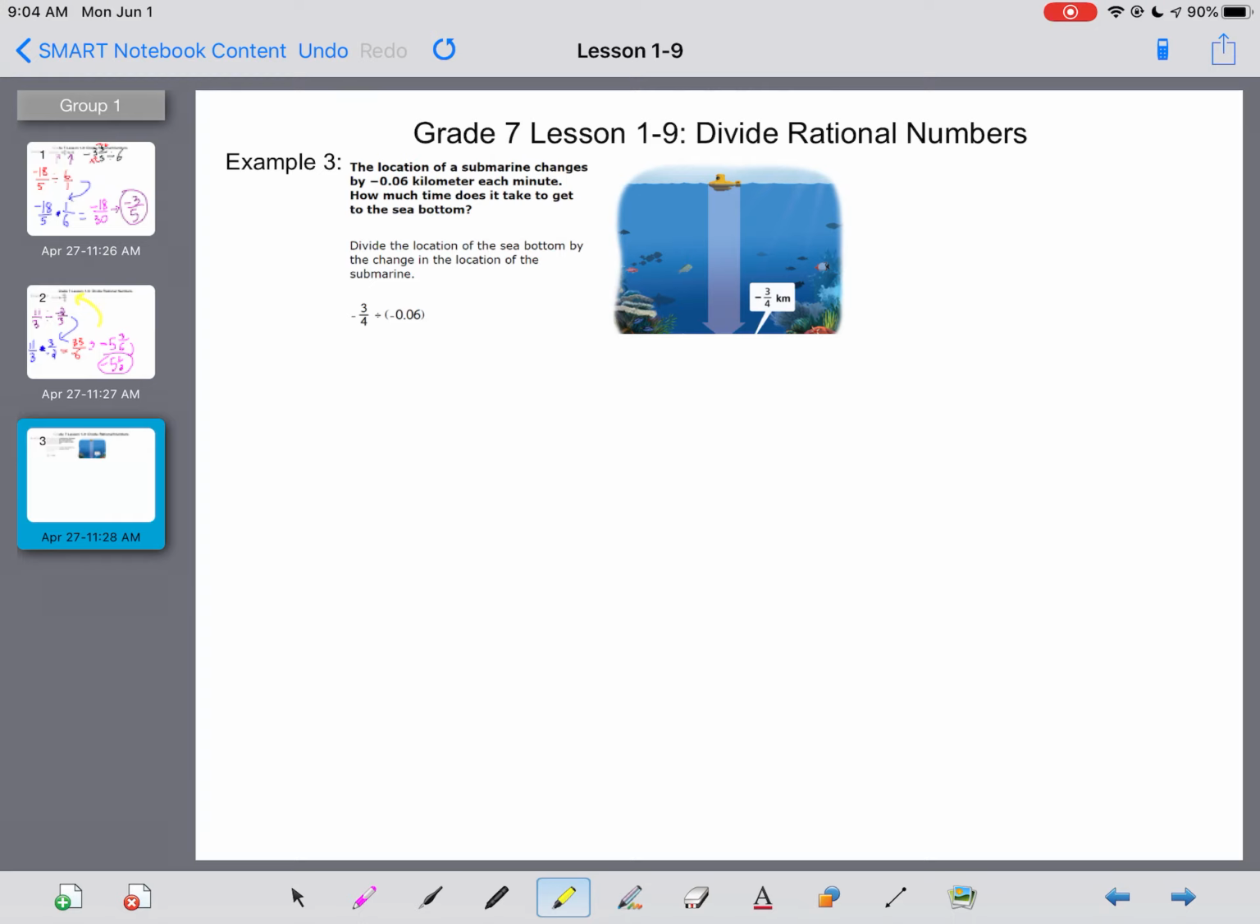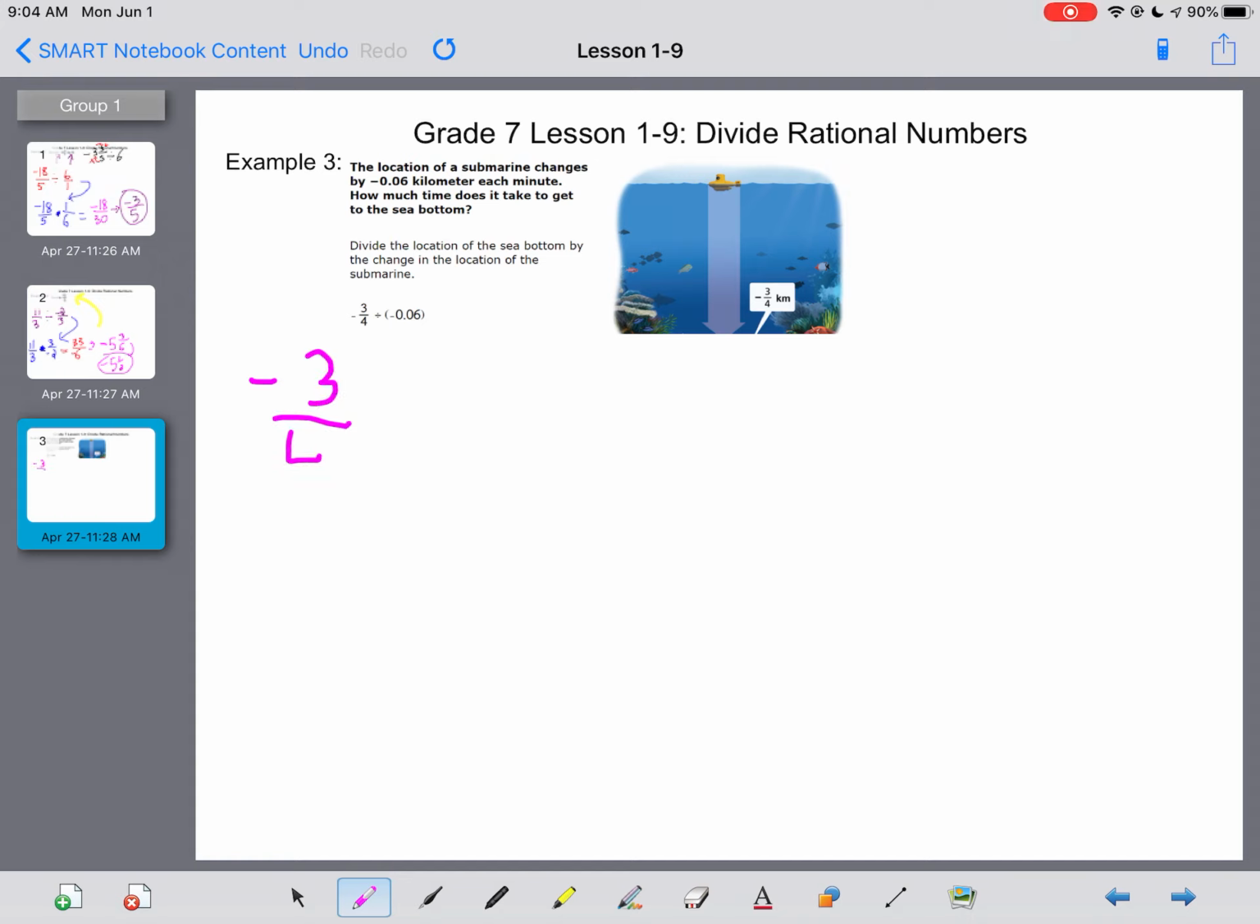So now, this is similar to lesson 1-8. We have one fraction and one decimal. So let's either make them both decimals or both fractions. And for what we've been learning, it makes much more sense to make them both into fractions. So I'm going to keep negative 3/4 the same because that's in fraction form.